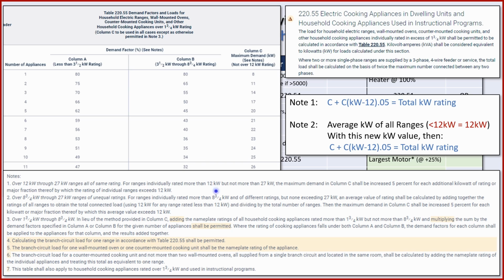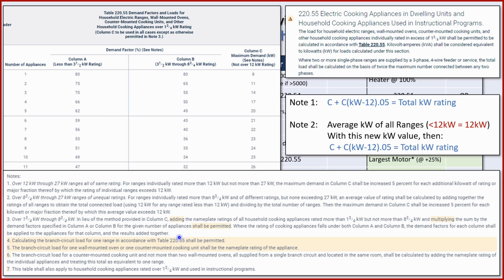Now let's continue on in note 3. It says, where the rating of cooking appliances falls under both column A and column B, the demand factors for each column shall be applied to the appliances for that column and the results added together. Okay, so they're just saying if, let's say you have 2 cooking appliances, one is a 3 kW and one's a 4 kW. Well, that puts one in column A, one in column B. So you would just take them each individually, multiply their percentage, and then add the result together, and that gives you your total. So that's pretty easy to figure out.